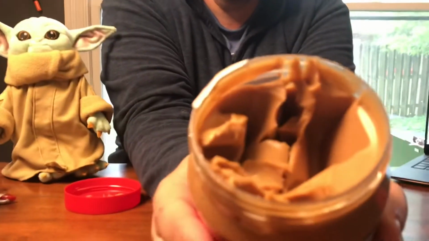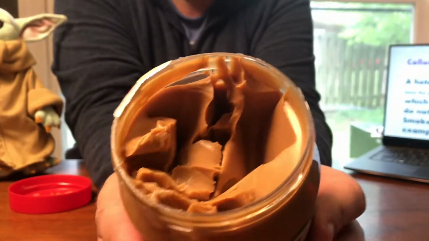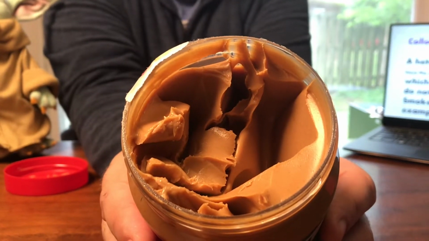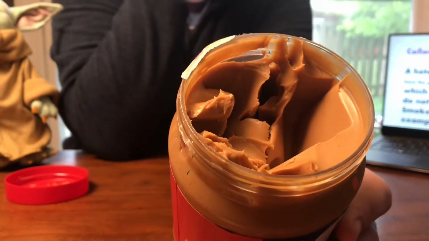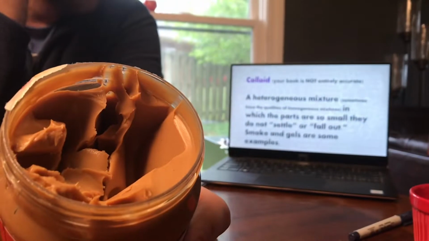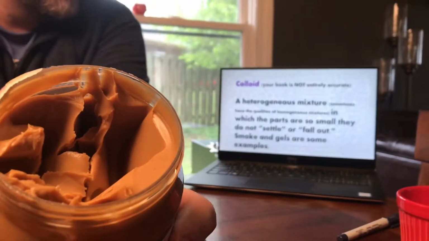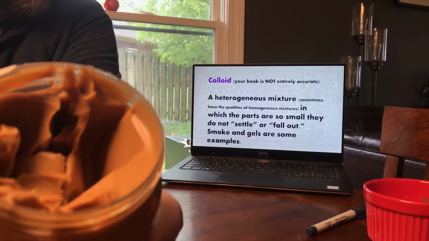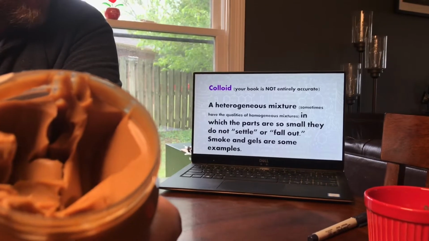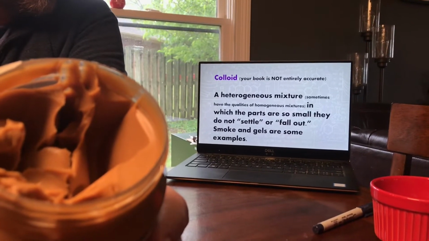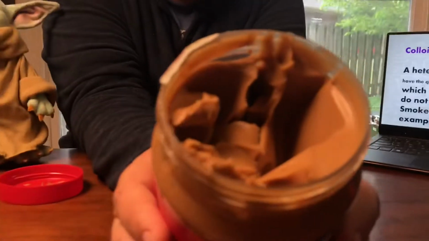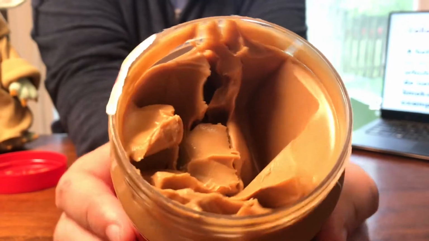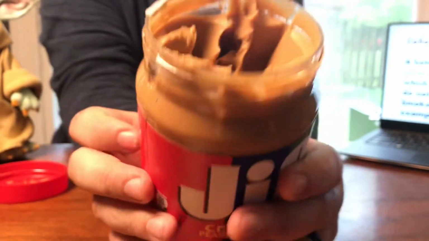Look in there. Do you see all the individual particles in there? Do you see all the different things? Look again at our definition of both mixture and a colloid. The parts are so small that they do not settle or fall out. And sometimes it looks like it's all one substance, but it's not.